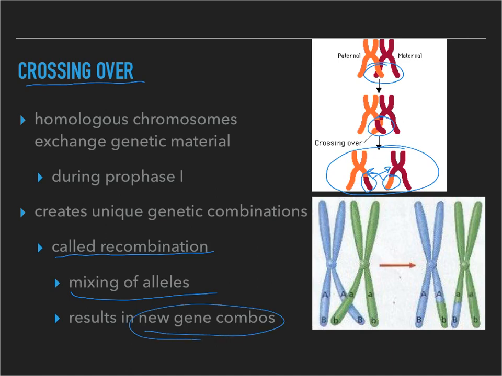Okay, here with the letters, you can see this blue one has all uppercase letters on it. This green one has all lowercase letters on it. After crossing over, this side of the blue one has an uppercase A and a lowercase b because it got b from its homologous pair. On the other side, this lowercase a combines with an uppercase B to form this side of the homologous chromosome, and you get a shuffling of the chromosomes, creating new genetic combinations.